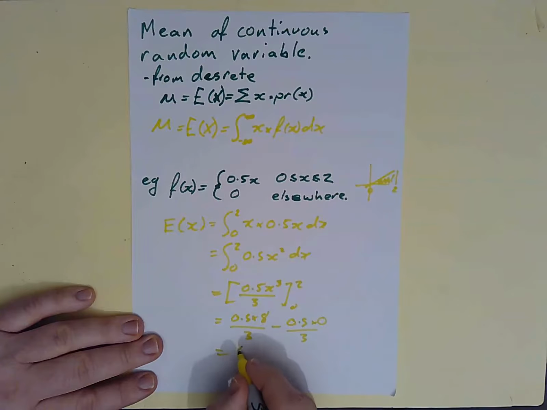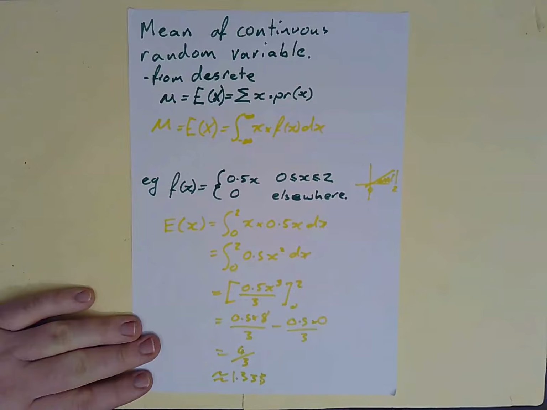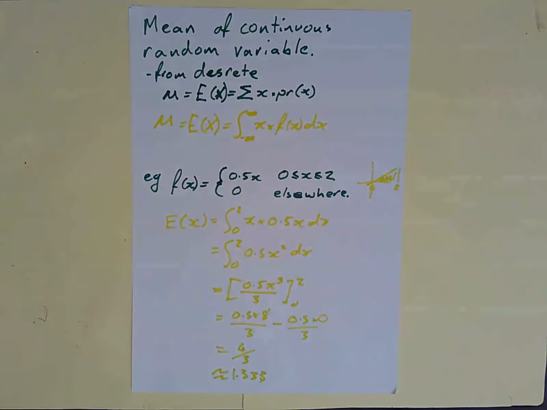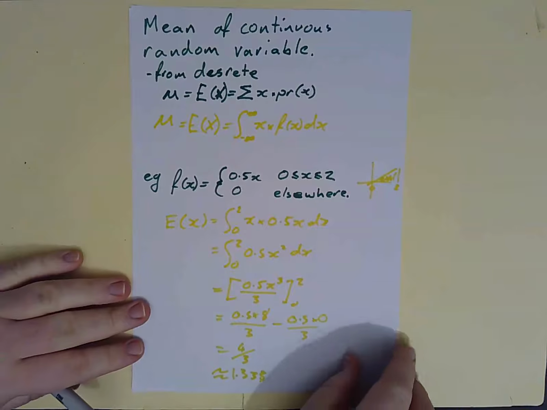4 over 3, or about 1.33. I could say 3 recurring, but then it wouldn't be about. And so that is our mean there.